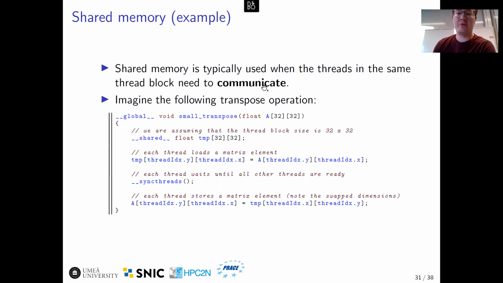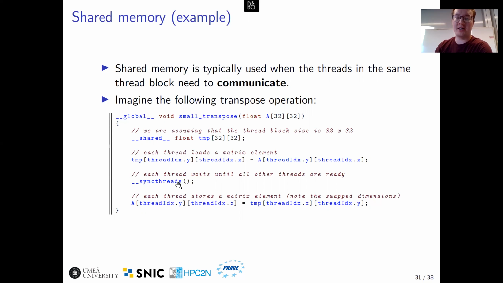And the typical way of using shared memory is that at some point during the computations, all the threads that are in the same thread block have to communicate some information. I've taken this very simple transpose operation where we are given a 2-dimensional array and we want to swap the rows and columns. One way of using shared memory is that we allocate a 32 times 32 2-dimensional array in shared memory. Then each thread is going to load the corresponding element from the global memory and store it into its own element in the shared memory.